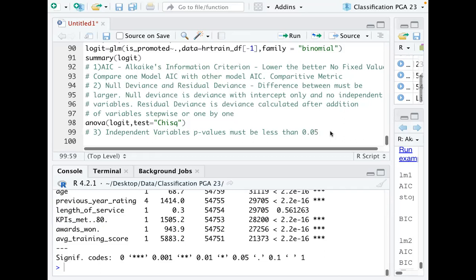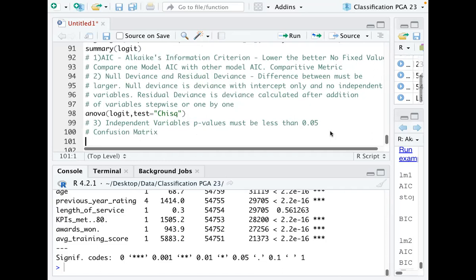So the statistical output of logistic regression is this: AIC, null deviance and residual deviance, and independent variables p-values. Now, but another metric is also very important, right? Which is based on confusion matrix. Based on confusion matrix, we have certain metrics that are also important, right?